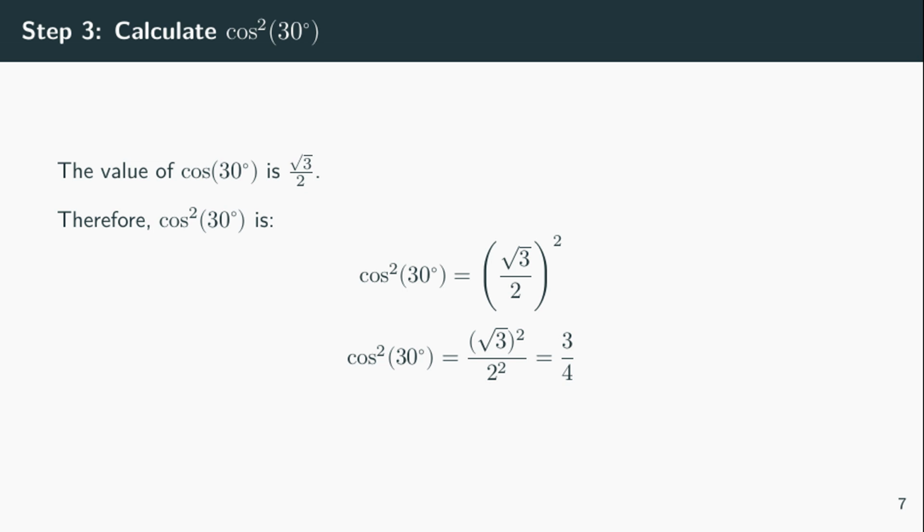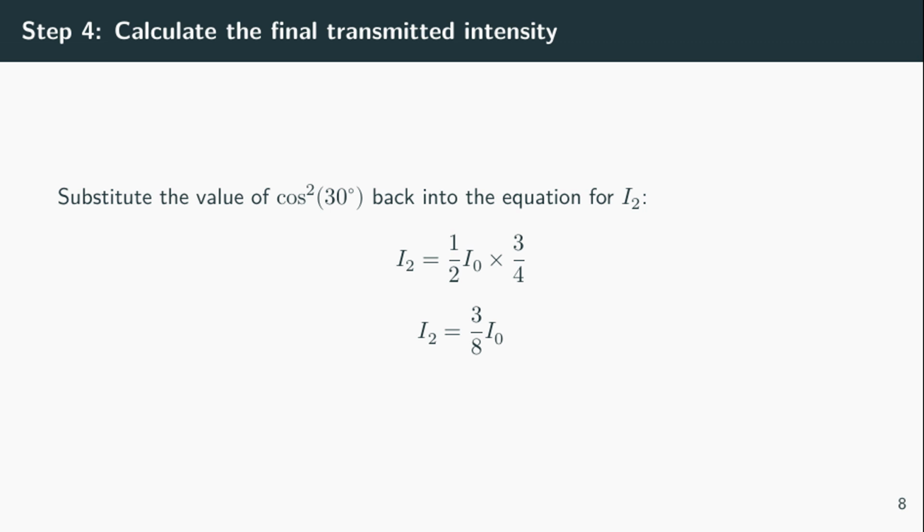When we square the fraction, we square the top and square the bottom. The square of the square root of 3 is just 3 and the square of 2 is 4. So the cosine squared of 30 degrees equals 3/4. Now for step 4, let's calculate the final transmitted intensity, I2. We take our equation, I2 equals 1/2 I0 times the cosine squared of 30 degrees. We just found that cosine squared of 30 degrees is 3/4. So we substitute that in: I2 equals 1/2 I0 times 3/4. Multiplying the fractions, 1 times 3 is 3 and 2 times 4 is 8. So I2 is equal to 3/8 times I0.